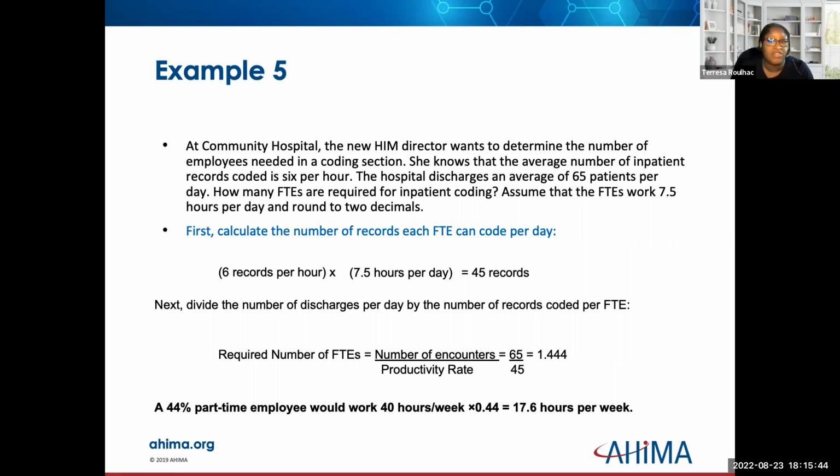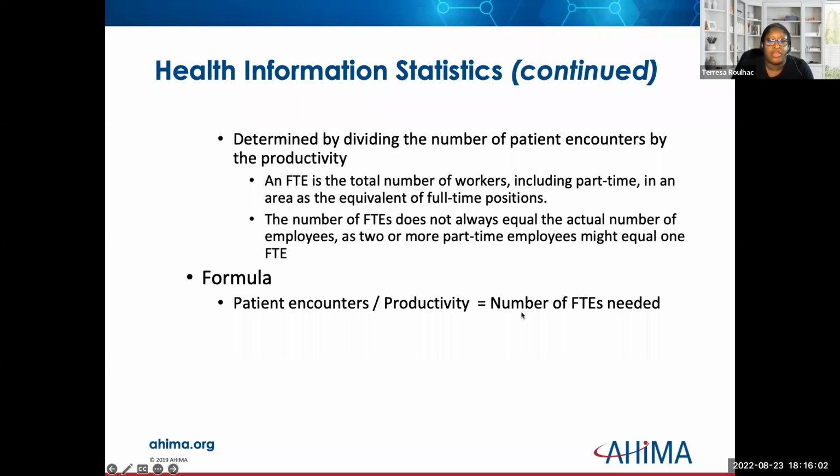Another way to determine the number of employees needed is to calculate how many minutes and hours it would take to perform all the work, then divide by the number of productive hours. So another way is that we're determining by dividing the number of patient encounters by the productivity. For this one, you're looking at patient encounters divided by productivity equals number of FTEs needed. Okay, a lot of examples.